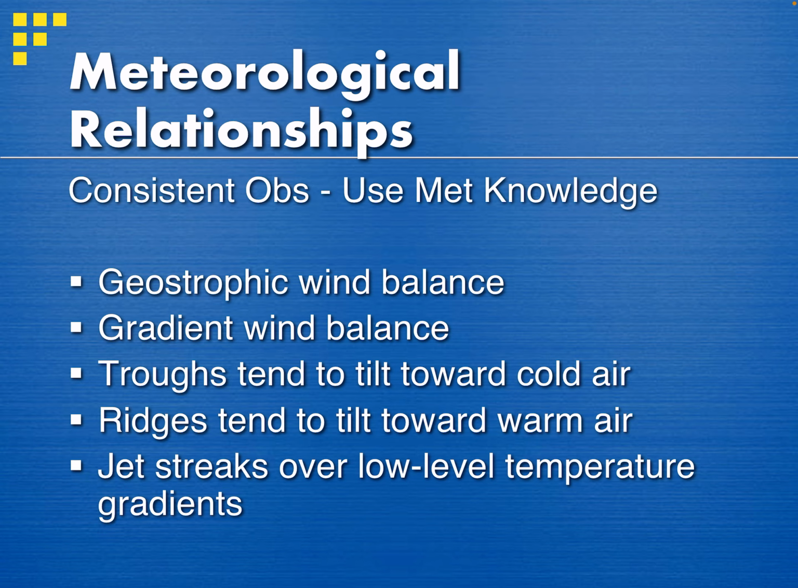There are any number of these relationships that we could use. For example, geostrophic wind balance or gradient wind balance in the upper levels, where our wind is flowing parallel to our height lines. Troughs tend to tilt towards cold air, so we're going to see colder air in the center of our troughs. Ridges tilt towards our warm air, so we're going to see warmer air in our ridges. And jet streaks are over low-level temperature gradients, and also where we have large gradients in our heights aloft. All these things should be taken into account when you're doing a hand analysis. That's what's going to be part of that iterative process of making good hand analyses.